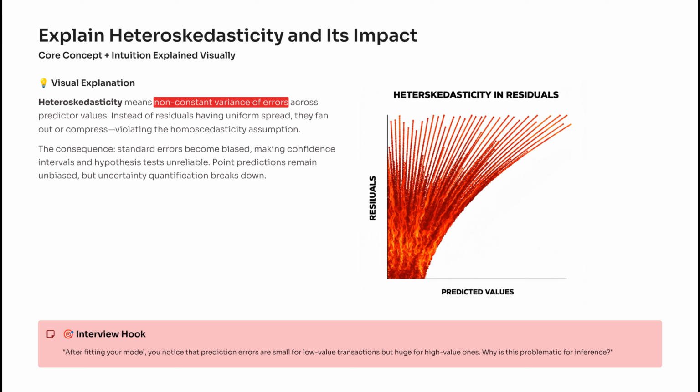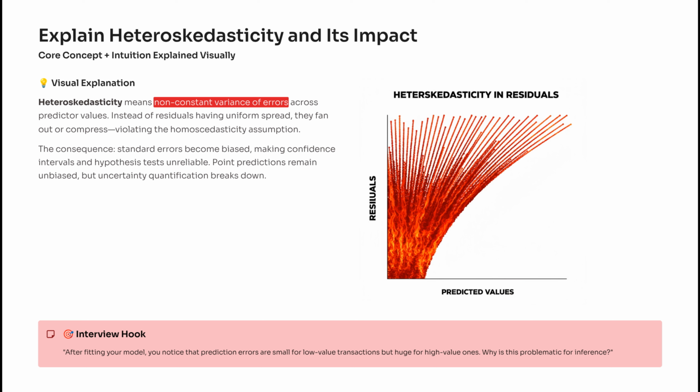Here's a question that often trips up even experienced analysts. After fitting your regression model, you notice prediction errors are small for low value transactions but huge for high value ones. Why is that a problem? What you're seeing is heteroskedasticity, a fancy word that simply means your errors don't spread evenly across predictions.